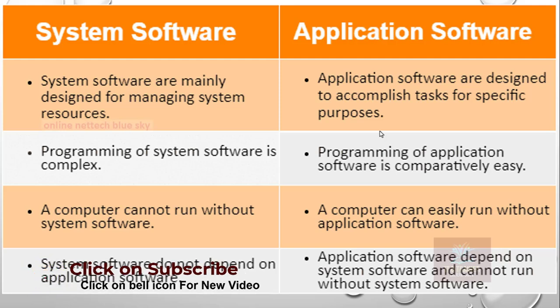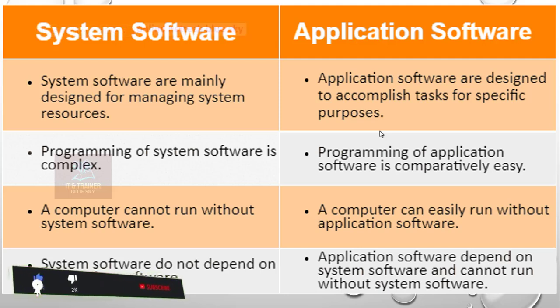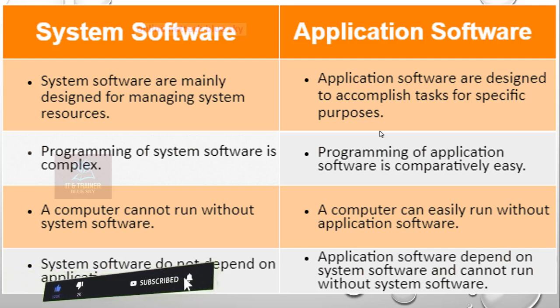Second point, understand system software. Programming of system software is complex. This is a very important point. Why is it complex? Because system software is not simple: every feature, every technology, how every piece of data moves and communicates, every driver programming, and a lot more. It is complex because it is the main part of the system.